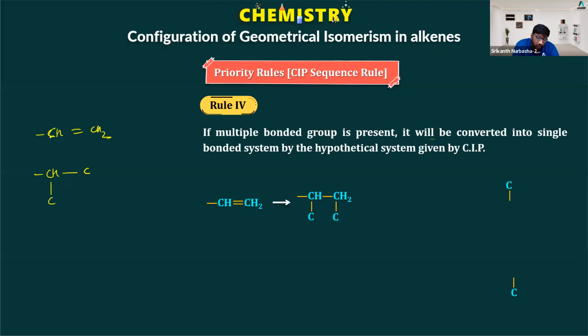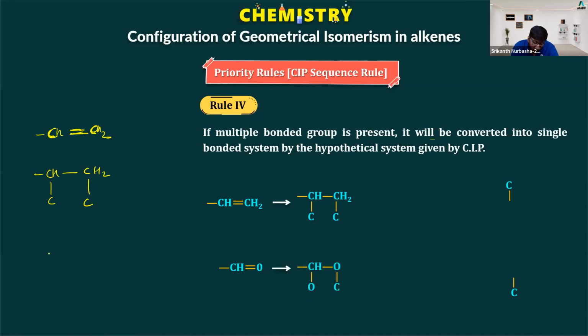To this particular carbon, this carbon is connected with the other carbon with a double bond. So we have to include two such carbons connected. This is one carbon, and one more carbon is there. This carbon has a double bond, so along with CH2, we have one more carbon. Like that, you have to convert CH double bond CH2 into CH, C, CH2, C. The double bond has to be converted into single bonds by treating two such groups as connected.